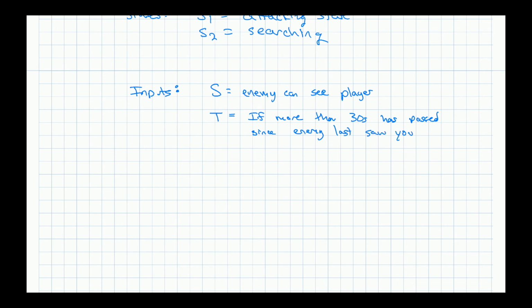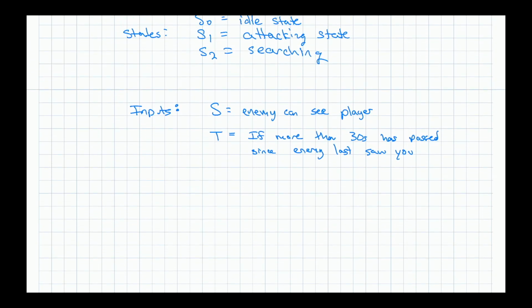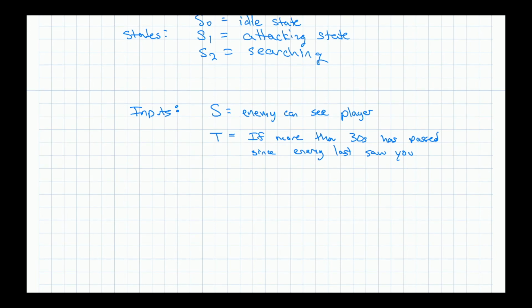Right. So there's some thinking involved in order to figure out how to make this a state machine. So we've got our states, we have our inputs. What would our outputs be? Well, you don't really need outputs, but maybe the output would be the change in behavior. So maybe we'll just say our outputs are what the enemy is doing.